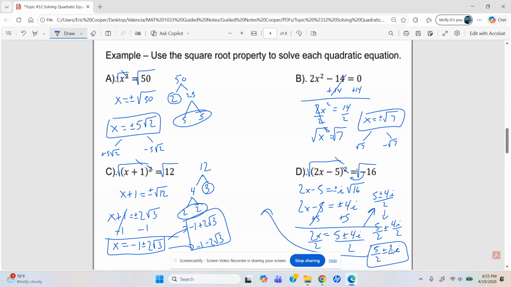And again, we have the plus or minus here. So that's telling me one of my solutions is 5 over 2 plus 2i. And then the other solution, which I'll write over here, is 5 over 2 minus 2i. Now, plus or minus indicates we're going to have two different solutions in our answer.